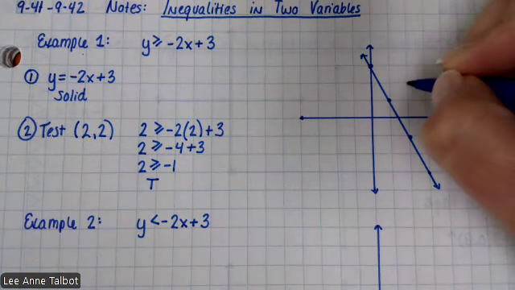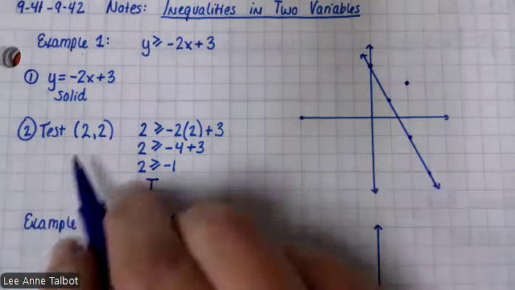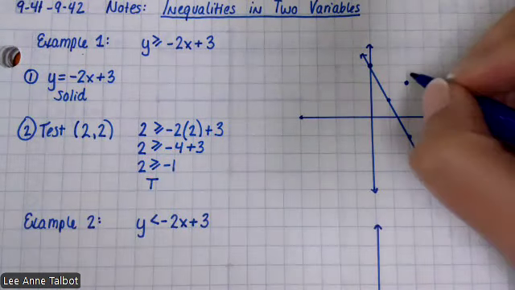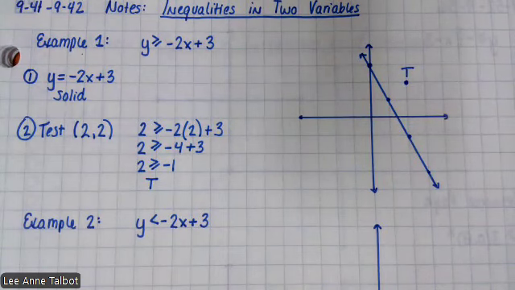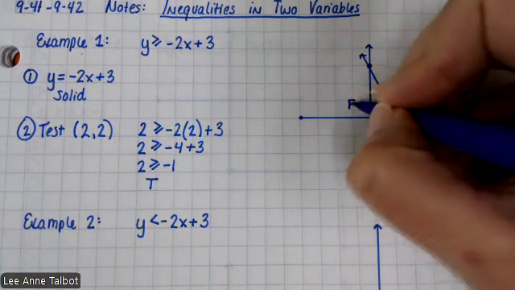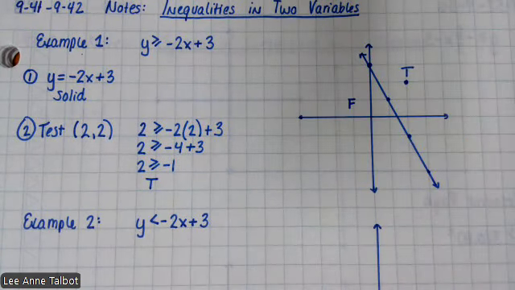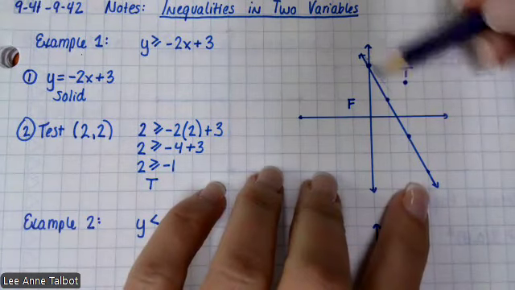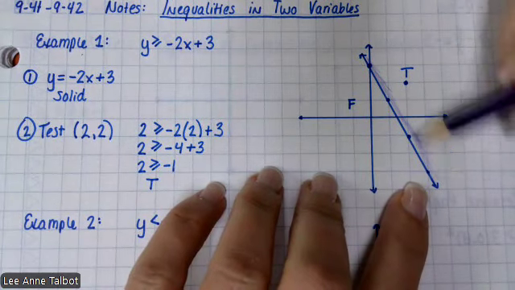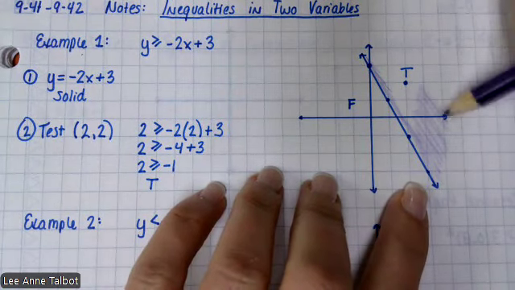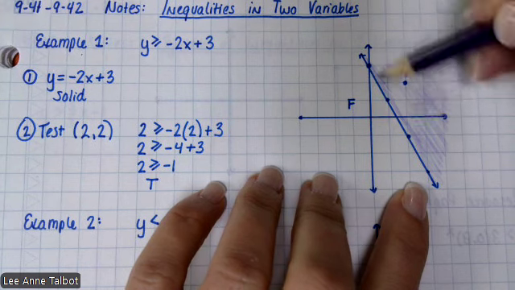Okay, so what I'm going to do is go to 2, 2, the point that I picked, and put a true there. That means that the other side of the line is false. And I want to shade all of the things that would actually work because those are all my solutions. So I shade toward the true.